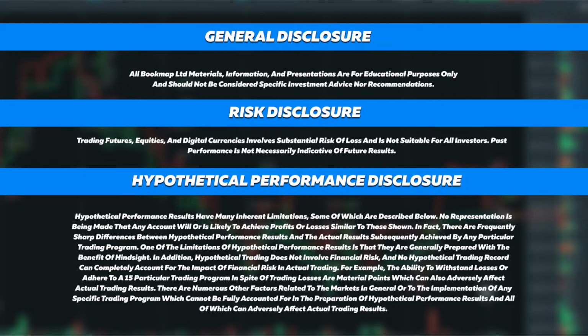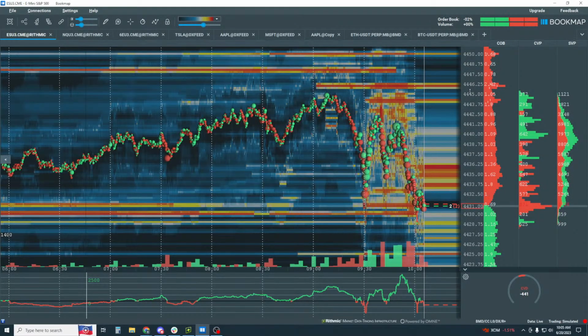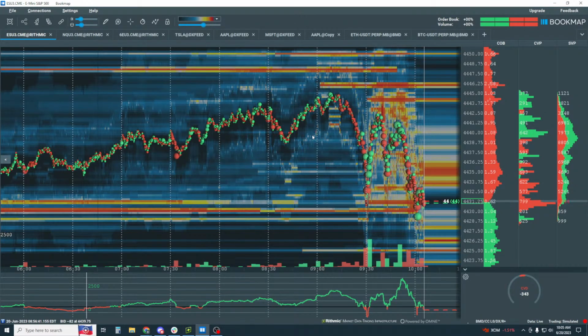Good morning, BBM. Yeah, so let's jump in. Let's take a look at these markets here and see what's going on. We'll start off with the S&P E-mini.